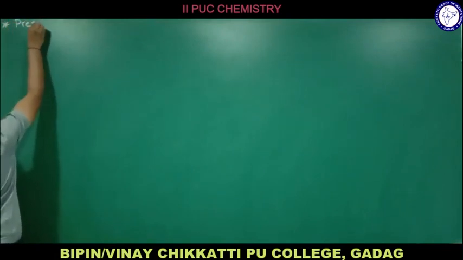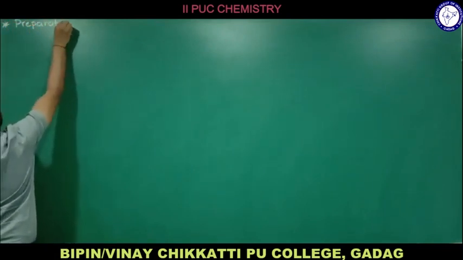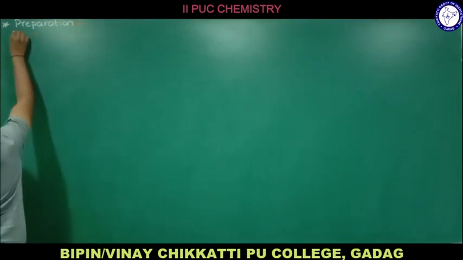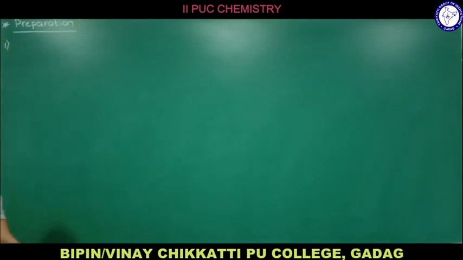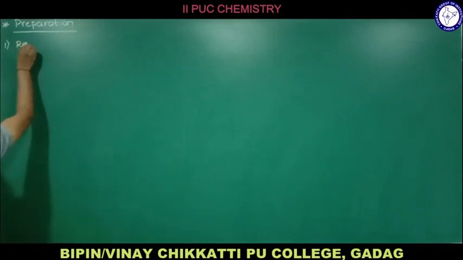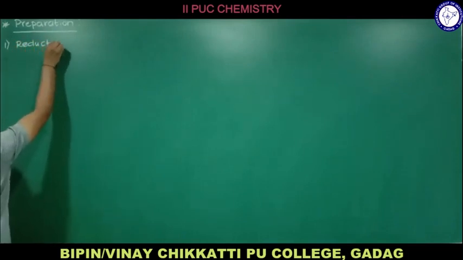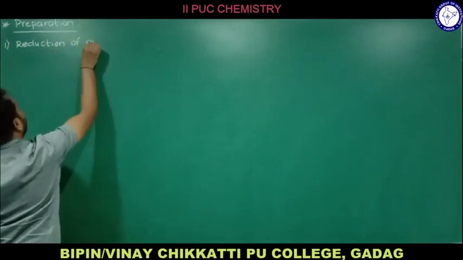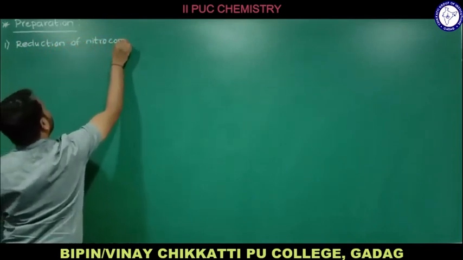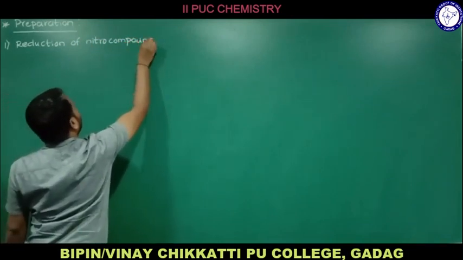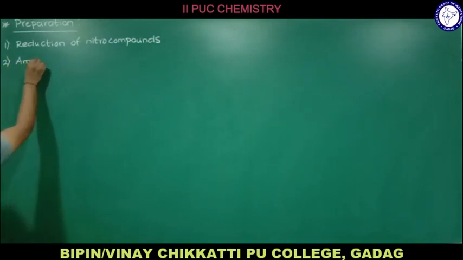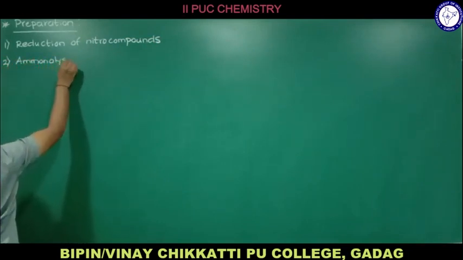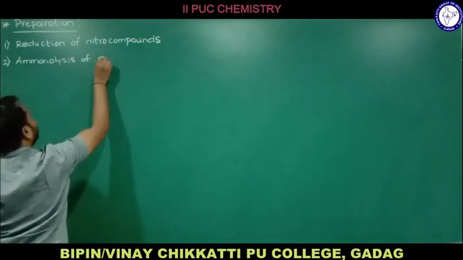Preparation of amines. We have different methods for the preparation of amines. We will see one by one. The first method for the preparation of amines is reduction of nitro compounds. The second one is ammonolysis of alkyl halides.